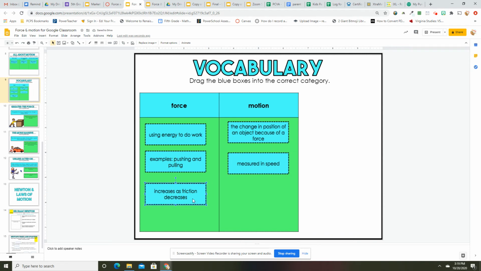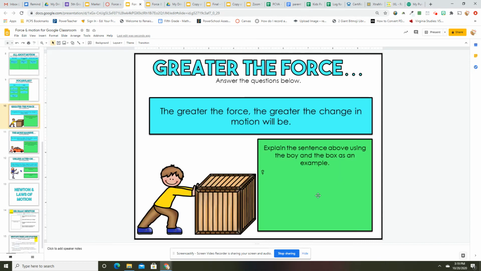So when friction is, if you think about sliding a box on a hardwood floor, it's going to go faster than if you were sliding a box on grass, because the grass acts as more friction. Okay, friction is what happens when it acts against the force. It slows down the force. And speaking of force, here we go again.